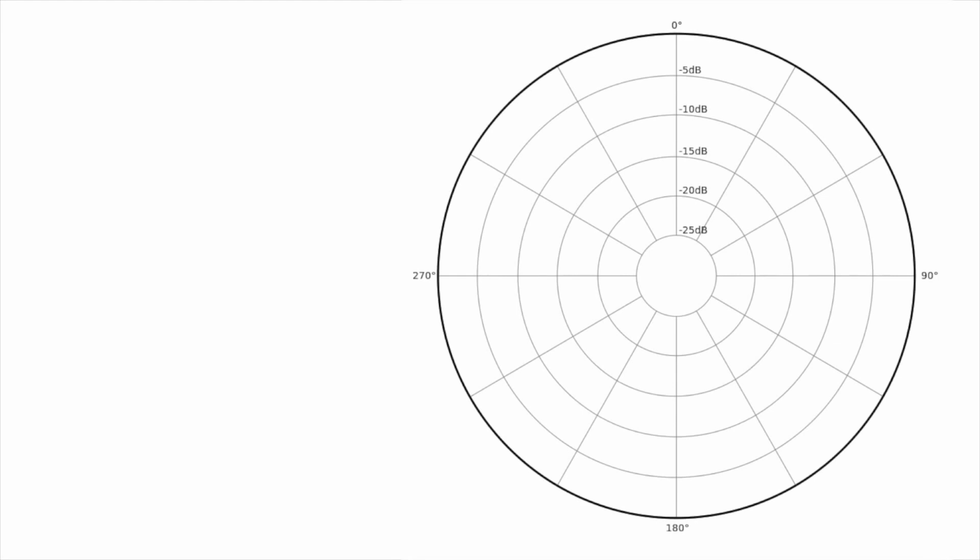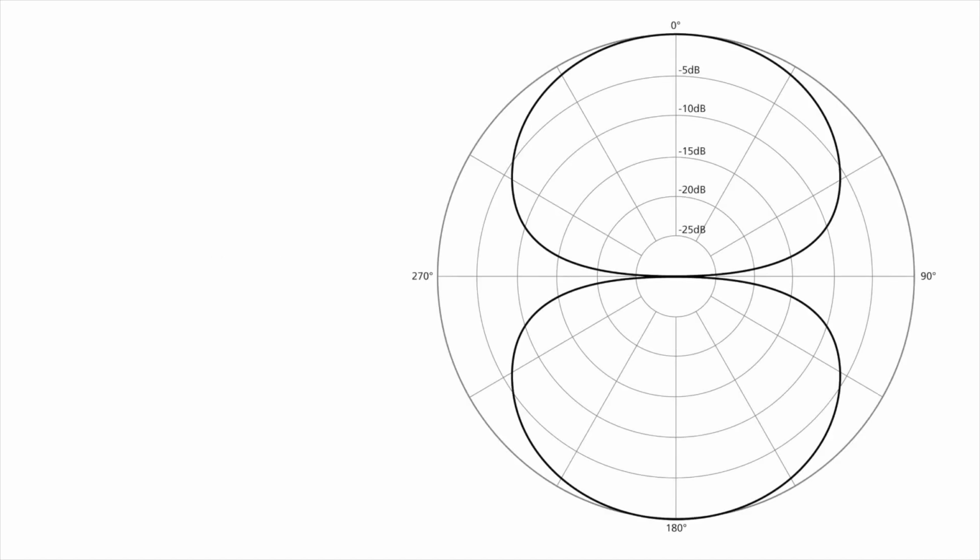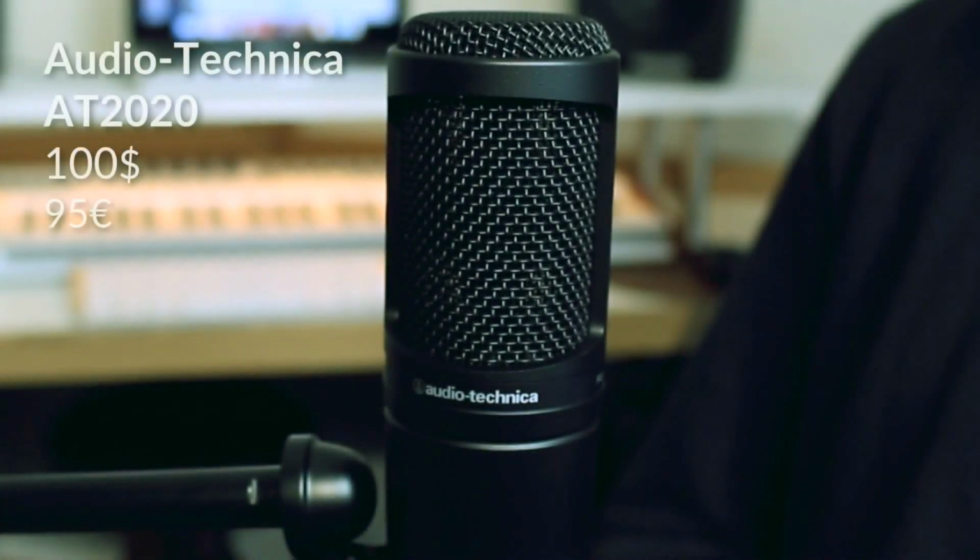When a microphone picks up sound from all angles, it has an omnidirectional pattern. When it picks up sound from the front of it, it's called the cardioid pattern. When it picks up sound from the front and the back, but not the sides, it's called the figure 8 pattern. For starting out, I recommend the Audio-Technica AT2020.